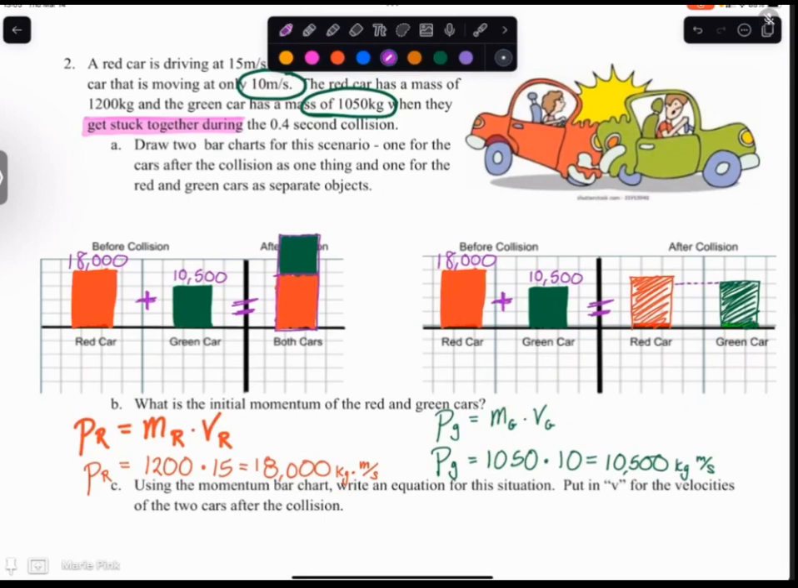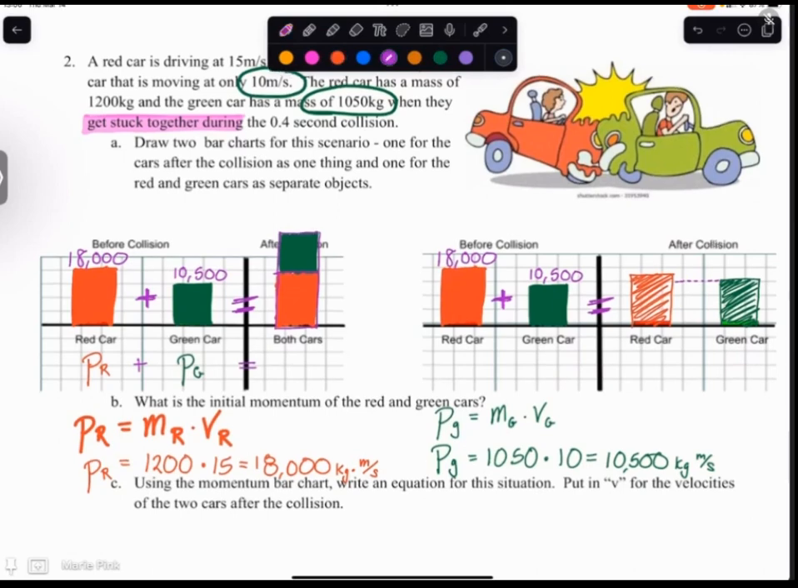So the next thing it says to do is using the momentum bar chart, write an equation for this situation. Put V for the velocities of the two cars after the collision. Okay, so the way that you do this is I'm actually going to write it on the bar chart and then I'm just going to move it down to part C. So the momentum of the red car plus the momentum of the green car, because that's what I've drawn here, is going to be equal to the momentum of both cars together. So this will be the momentum of both cars together when they're stuck together.